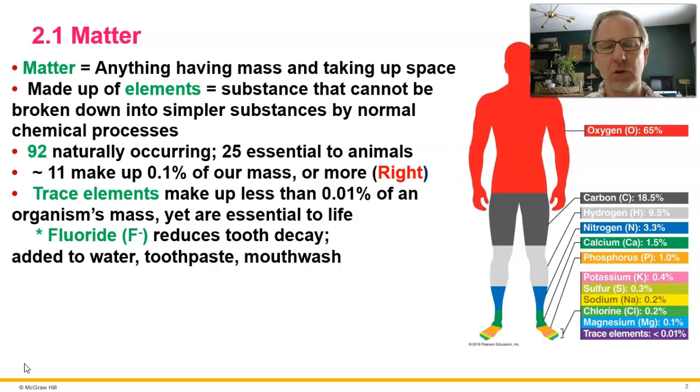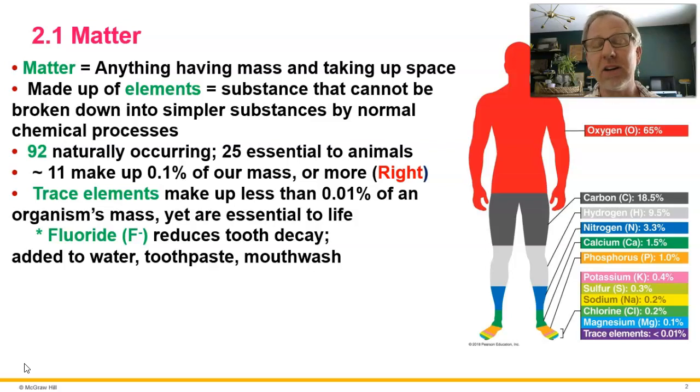And so what do we do? Because some people don't get enough fluoride. Well, we add it to water. We add it to toothpaste, mouthwash. So a variety of ways to try to make sure people get enough fluoride so they don't suffer any consequences.